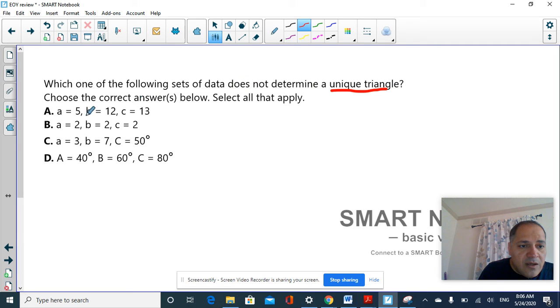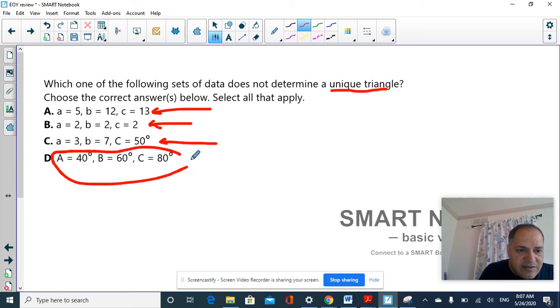If you look here, 5, 12, and 13. If you remember, these sides are for a right angle triangle. So this is a unique triangle. 2, 2, 2 is an equilateral triangle, a unique triangle. This one will be a right angle isosceles triangle. If you check the measure of angle B and A, it will be an isosceles triangle. The last one is a different, scalene triangle: 40, 60, 80. You have different angles, so you have different sides. So it means it's not a unique triangle.